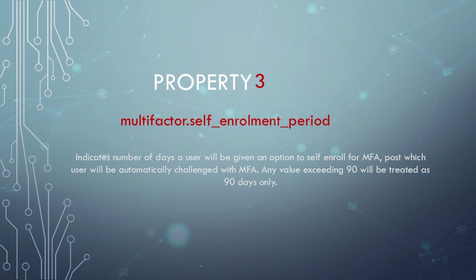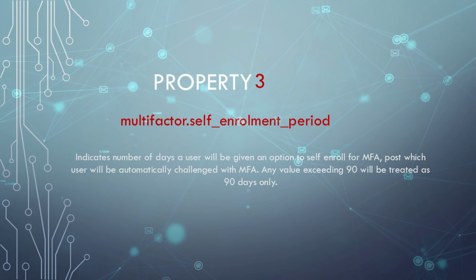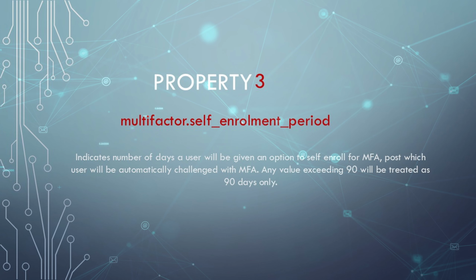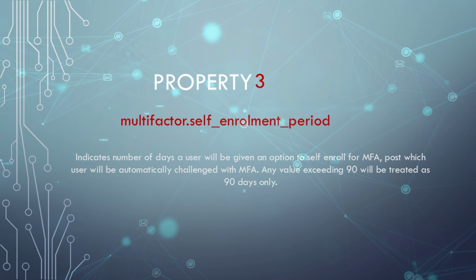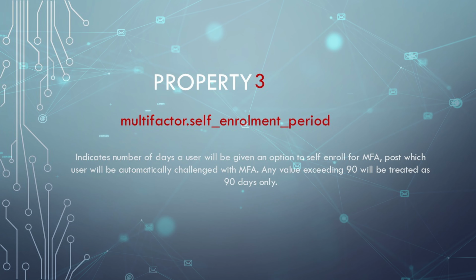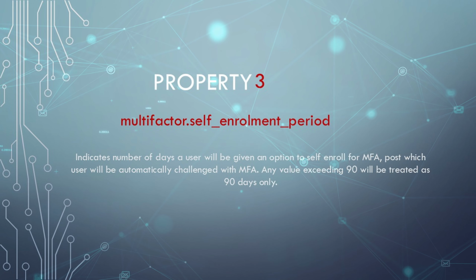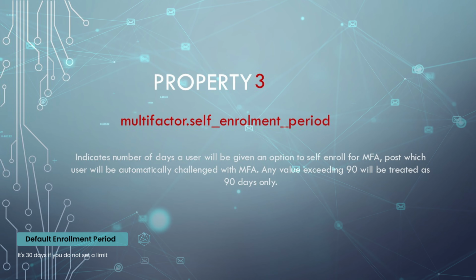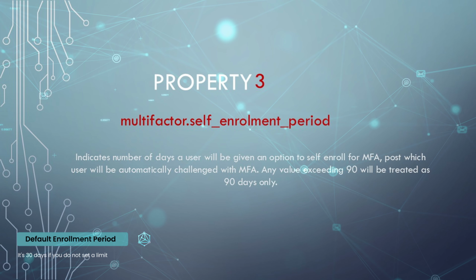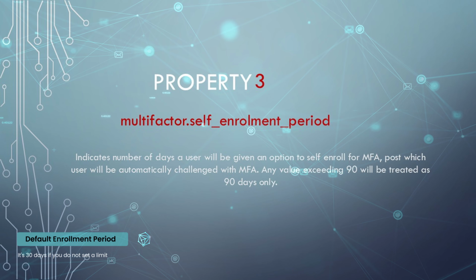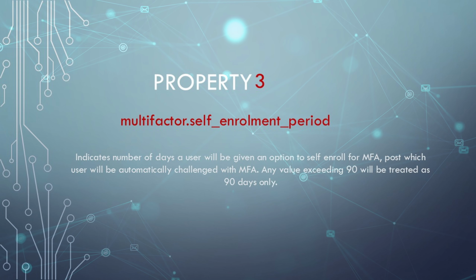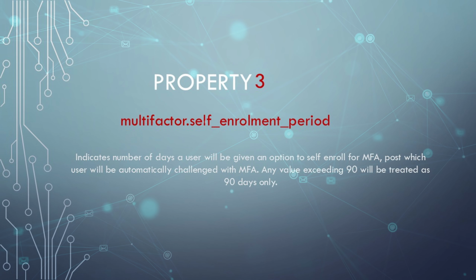So this is the third property for the enforcement process, and it's the enrollment period property. And as the name suggests, it's the time window given to the users to help them enroll for MFA during the defined enrollment period. The max grace period for MFA enrollment soon after the upgrade is 90 days. If you enter anything beyond 90 days for this property, it would be treated as 90 days only. Now there are different scenarios associated with this enrollment period, and it could be really tricky. Now let's understand one of the use cases.